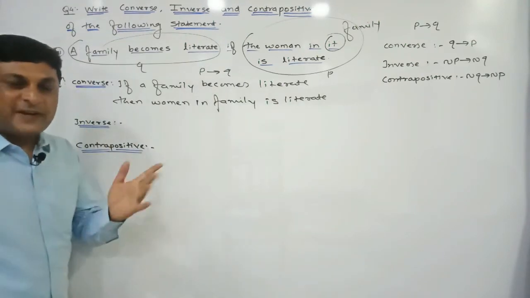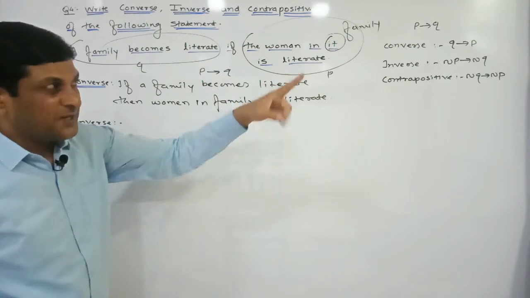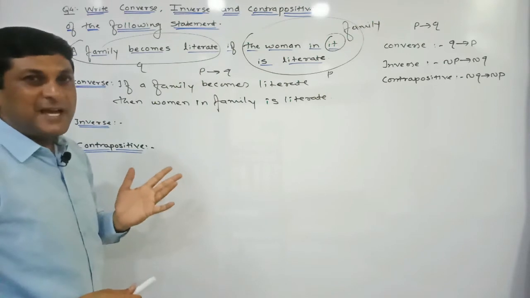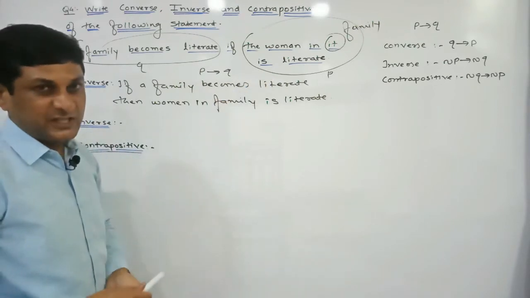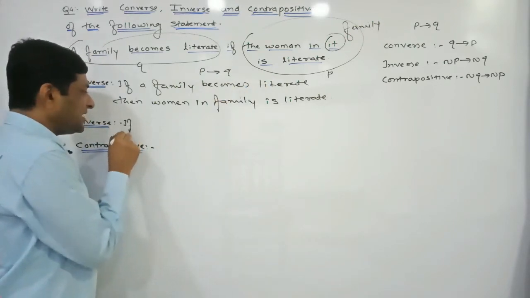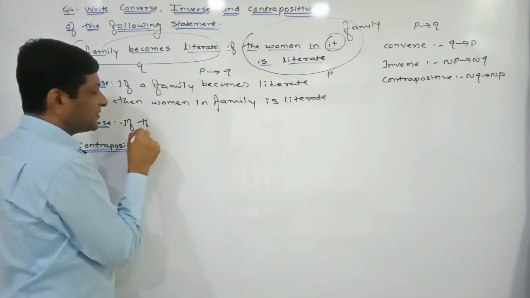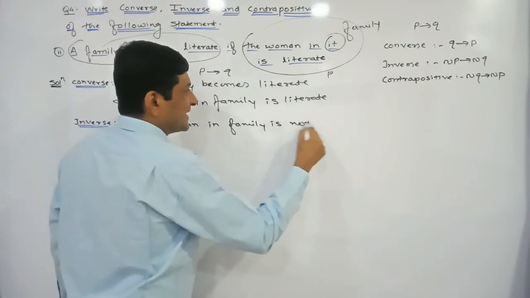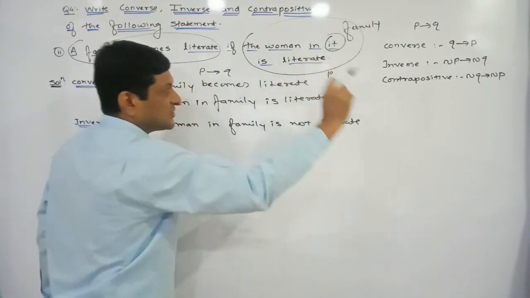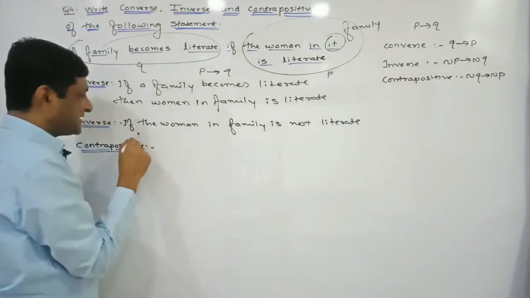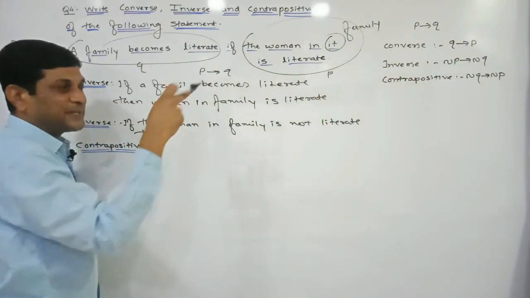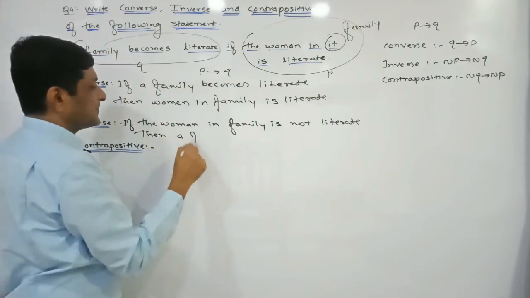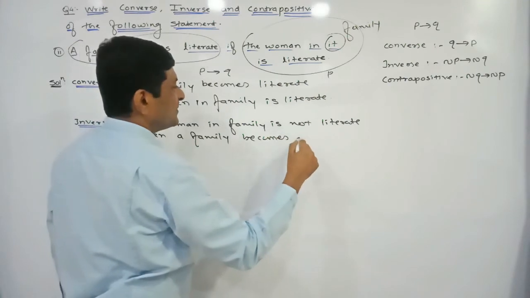Now let us try to find out inverse of this statement. Inverse means what? Negation P implies negation Q. This is P and this is Q. So we are connecting them by implication. Implication means we have to start with if. Negation P means the woman in family is not literate. Just we are using negation in this statement. Negation P implies means then. After then write down negation Q. Negation Q means a family becomes not literate, means illiterate.